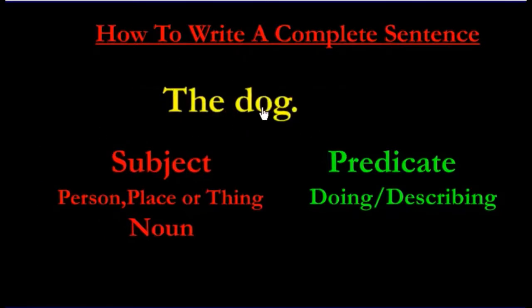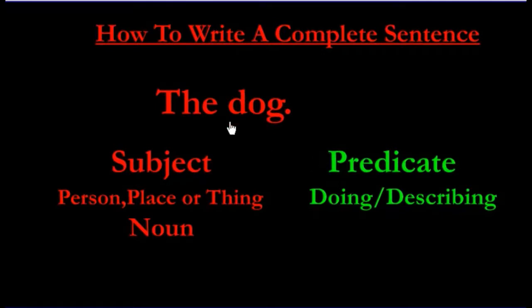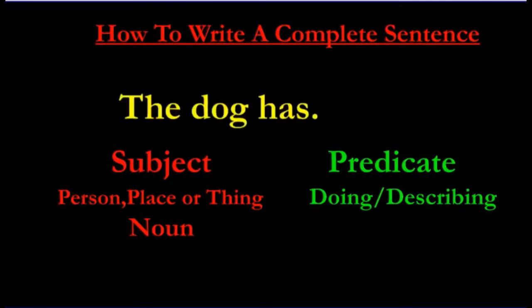How about this one? The dog. Remember we were talking about that? Does it have a subject? Yep. That's the subject. But there's no predicate. I'm not describing anything about the dog. So this one doesn't count as a complete sentence.